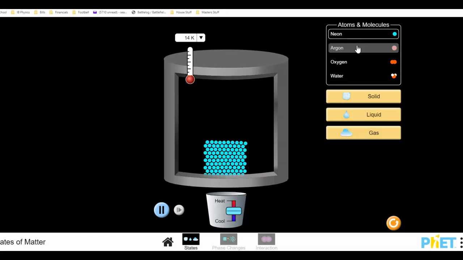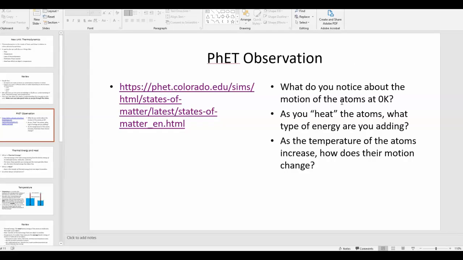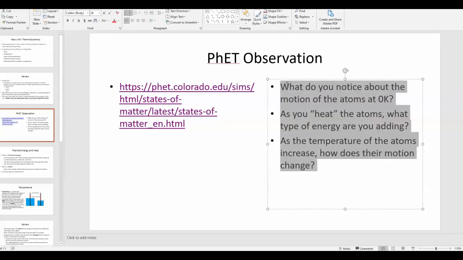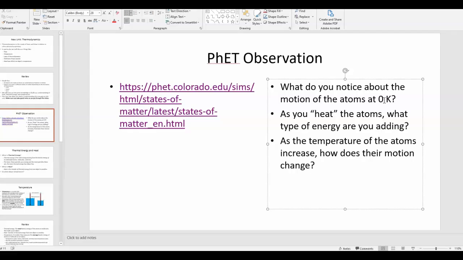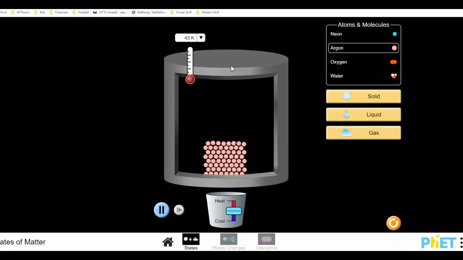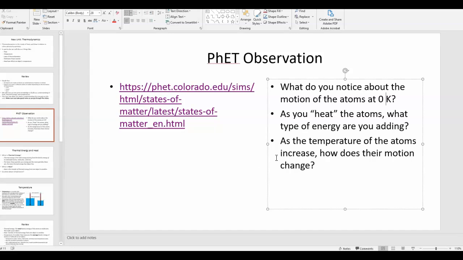We're going to do argon just because it's easiest to see, but I want you to play around with this and see if you can answer these three questions right here. What do you notice about the motion of the atoms at 0K? When it says 0K, that's a temperature, and we'll talk more about what that temperature means. Here it says 43K, but if we cool down the atoms, we can decrease the temperature. So what do you notice about the motion of the atoms at 0K?